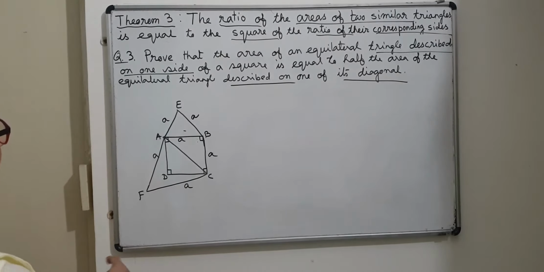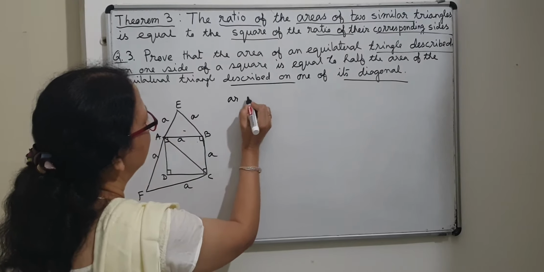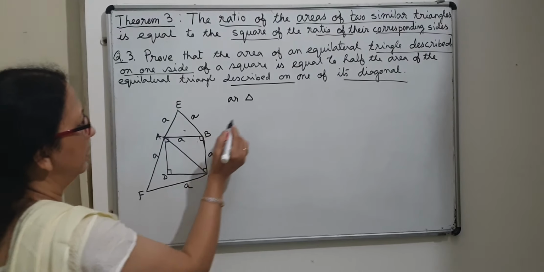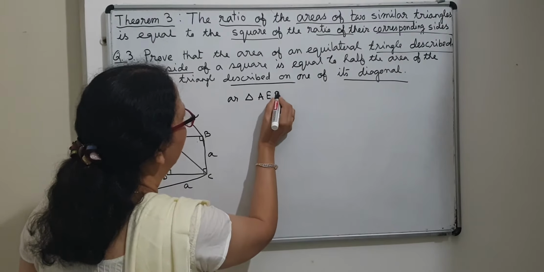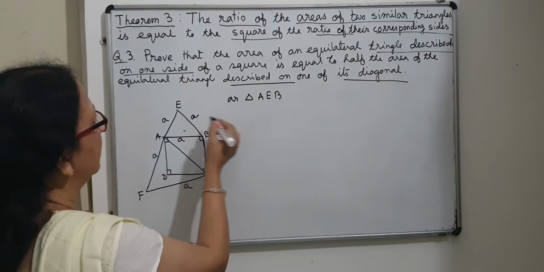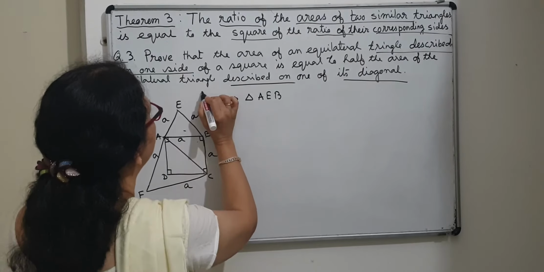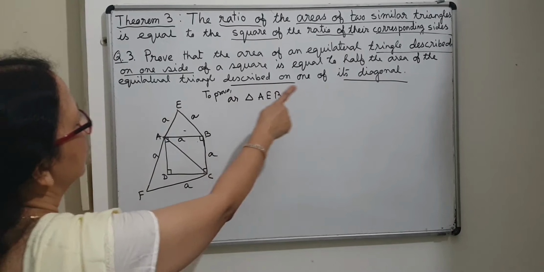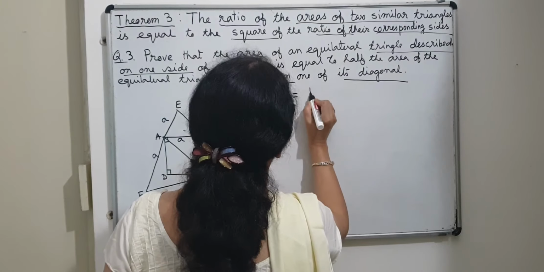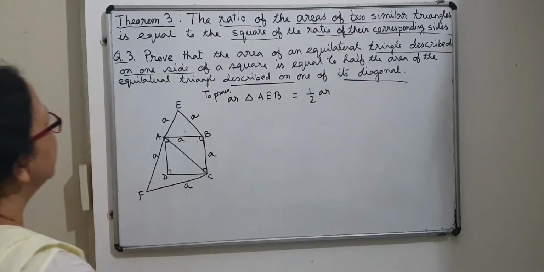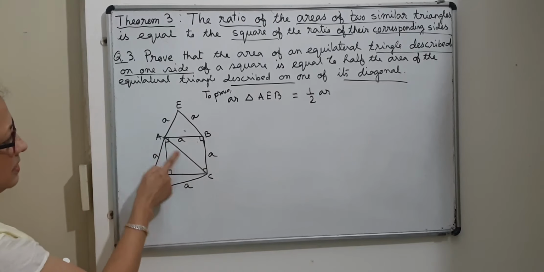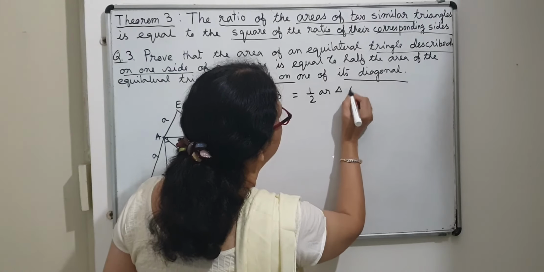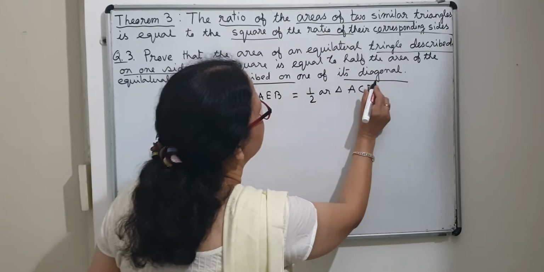Let me first find out the area of the triangle which is described on the side, that is AEB. Let me write down what to prove: to prove that this is half the area of the equilateral triangle described on the diagonal. So this is the equilateral triangle described on the diagonal, triangle ACF.